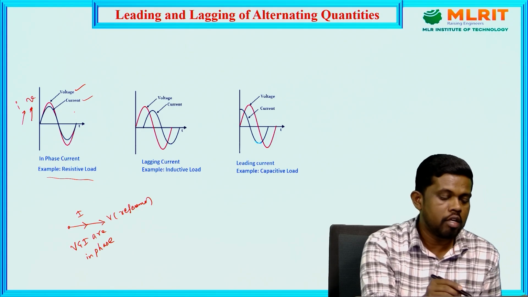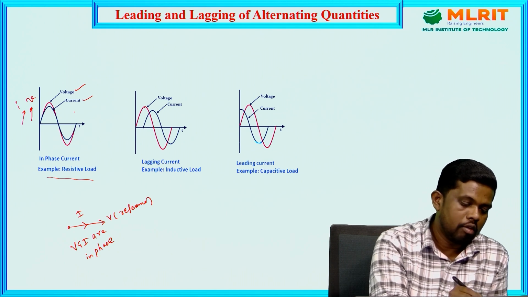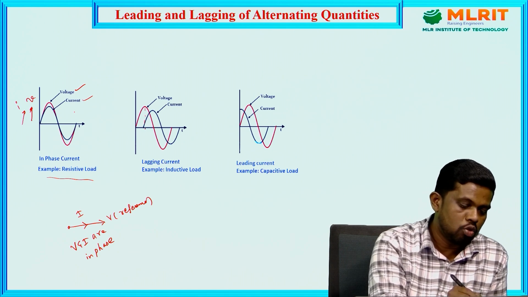Another instant we can consider, this is the voltage and this one is the current. There will be a phase shift between these two. Phase shift means the angular displacement between the two alternating quantities. That is called phase shift or phase angle. So this is a pi, we can say.